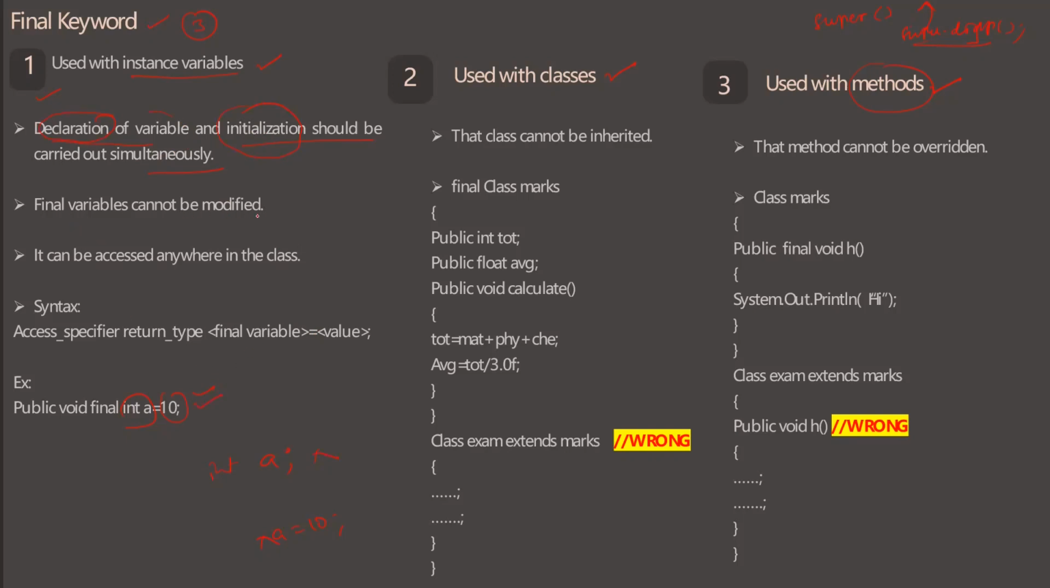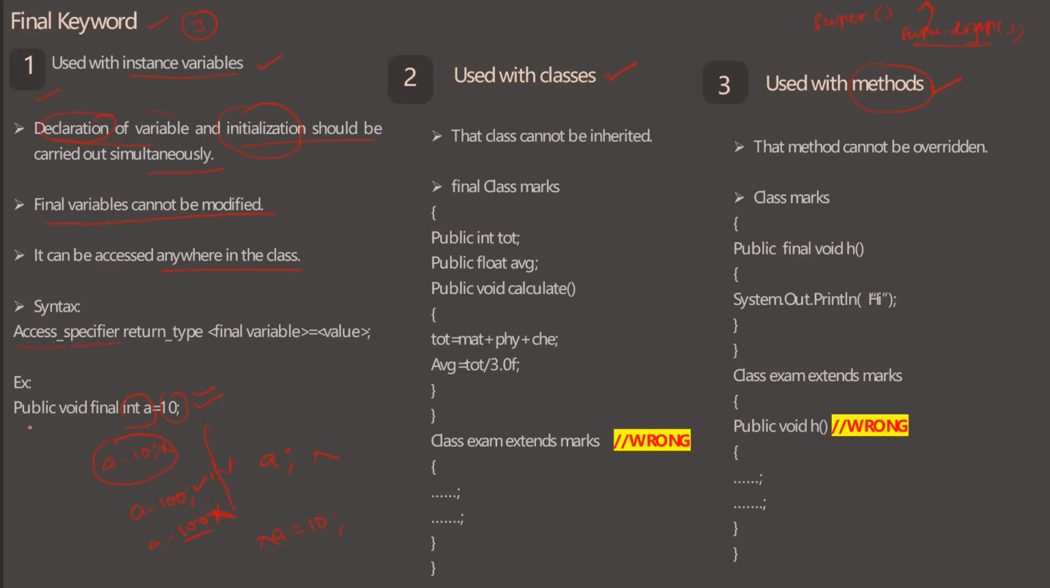Final variables cannot be modified. You can see here somewhere I've taken int a, and after some time, based on my requirement, I'm going to take a value as 100. Now this 10 will be overridden by 100, right? In terms of your normal program. But coming to your final instance variable, when you give a equals 10 and then a equals 100, it is not going to take. Final variables cannot be modified. So this 100 cannot be modified. So that's what I've given. Final variables cannot be modified. It can be accessed anywhere in the class, either inside the method or outside the method. Wherever it is, you can access that inside a class. Now, this is the syntax for that.